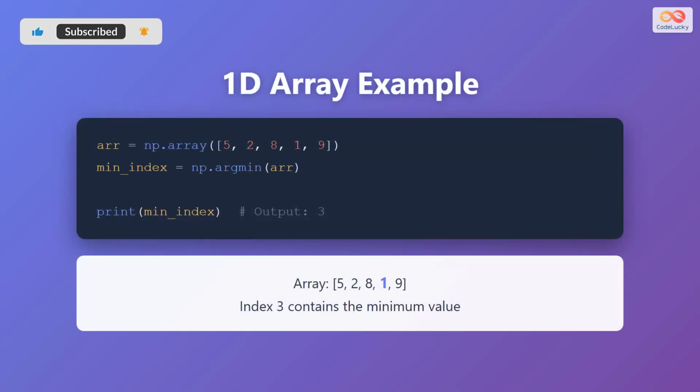Here's a simple one-dimensional array example. We create an array containing the values 5, 2, 8, 1, and 9. When we call np.argmin on this array, it returns 3. Why 3? Because the minimum value, which is 1, is located at index position 3. Remember, Python uses zero-based indexing, so the first element is at index 0, the second at index 1, and so on.